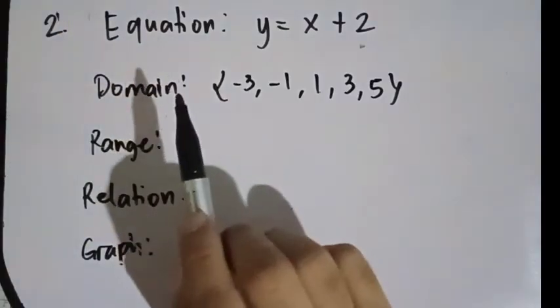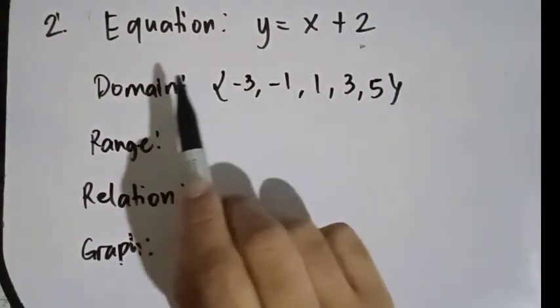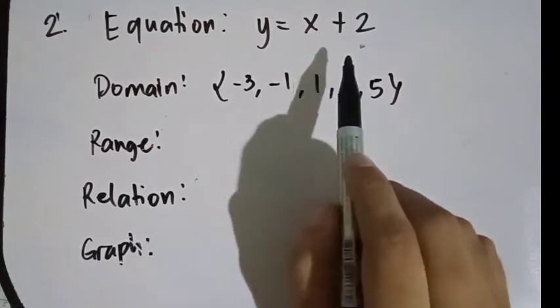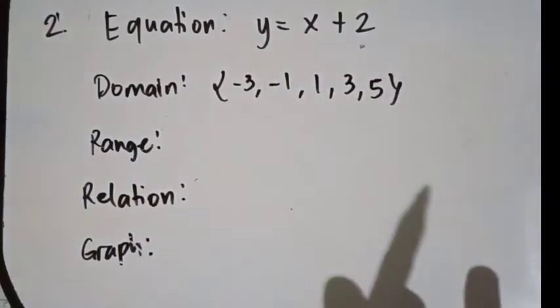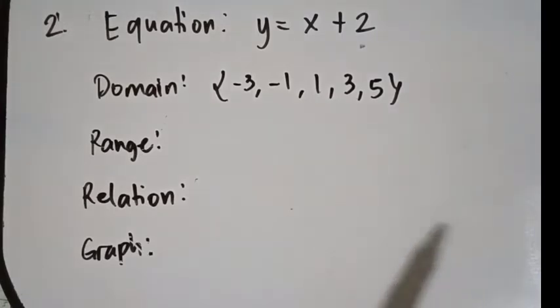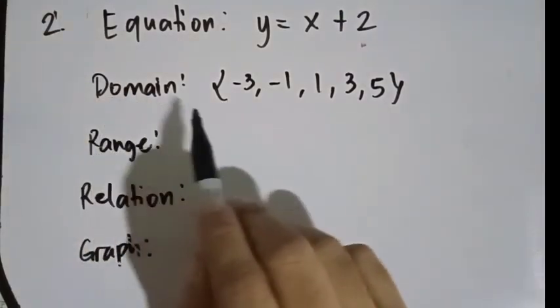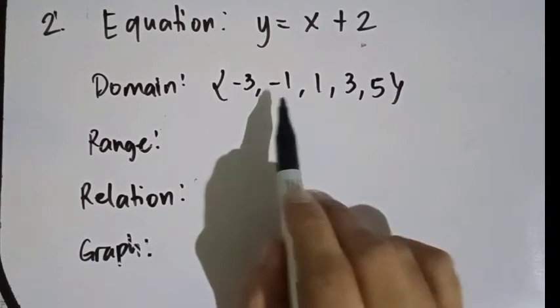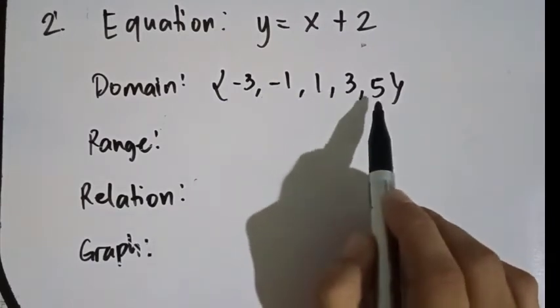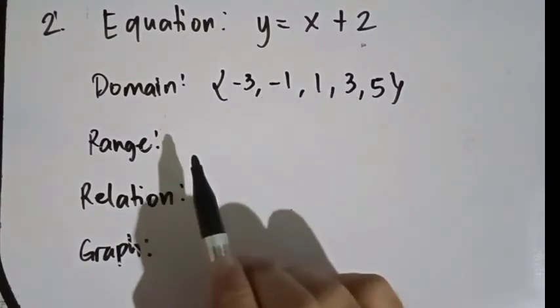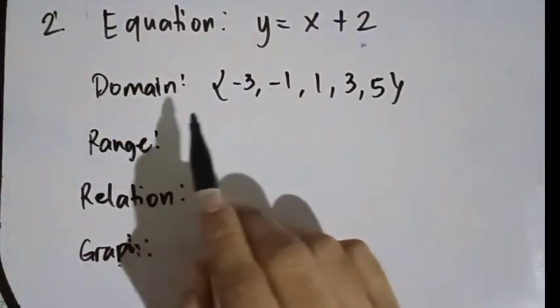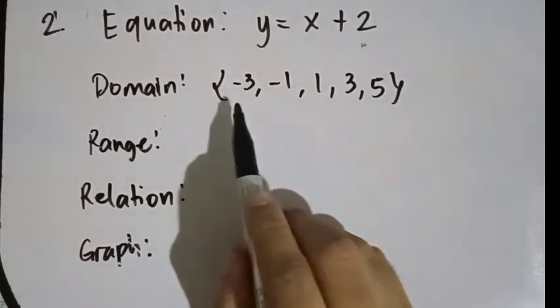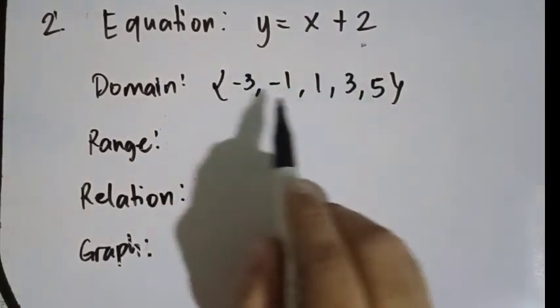Number 2, but this time yung equation natin is y equals x plus 2. So, kumbaga, yung rule natin is i-add natin yung x by 2. Yung given domain natin is negative 3, negative 1, 1, 3, 5. Tapos, ang kukunin na lang natin is yung range nun. So, total, yung domain kasi is the set of x values. Ayan. So, lahat yan ay values ng x.